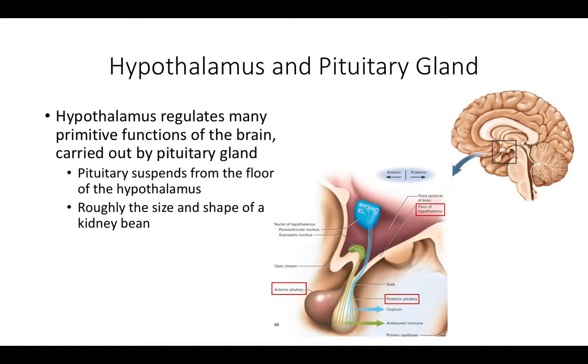In order to understand the endocrine system, we really have to have a good understanding of the hypothalamus and the pituitary gland, because these have a lot of regulation over a lot of different endocrine glands in our bodies. The hypothalamus regulates a lot of the functions of the brain and then carries out those functions through the endocrine system by the pituitary gland. Here's the hypothalamus, this section up here. The pituitary gland is this little bulb that suspends from the floor of the hypothalamus, and it's roughly the size and shape of a kidney bean in a human being.